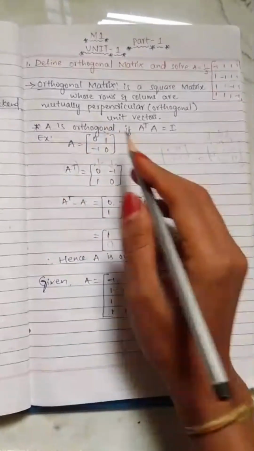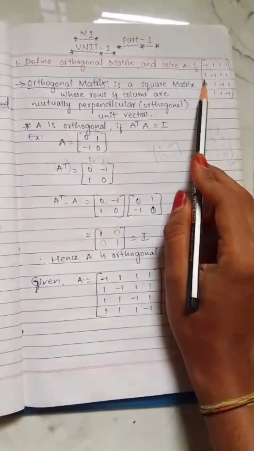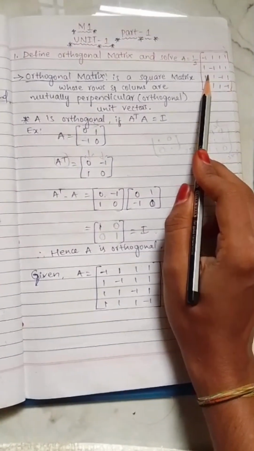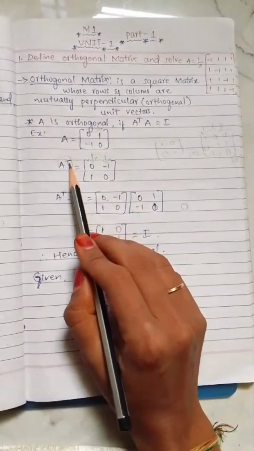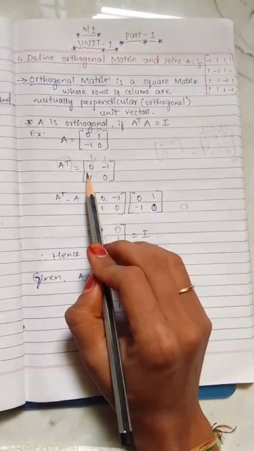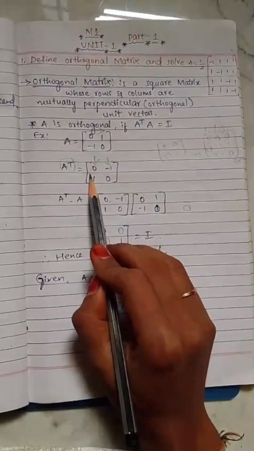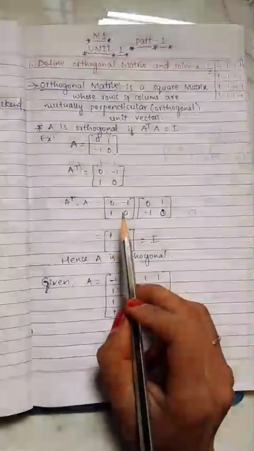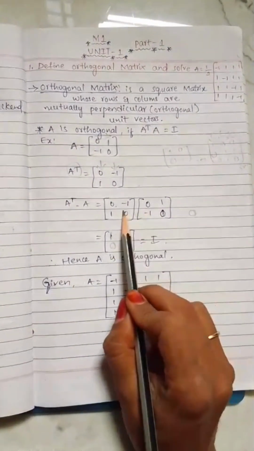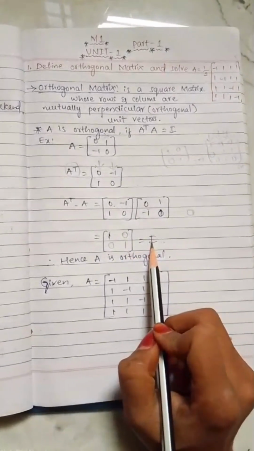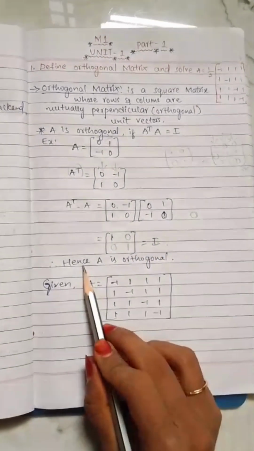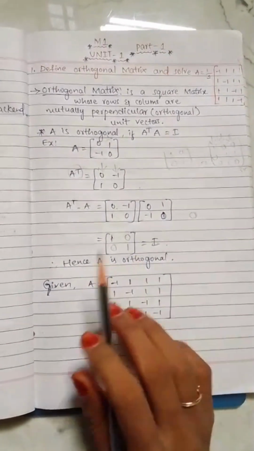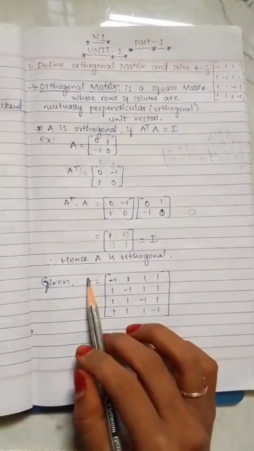How do we find this? If they have given one matrix and ask whether it is orthogonal or not, first take the transpose of that matrix. Then this is the condition: A transpose into A. Multiply these two matrices, and if I get the identity matrix, then the given matrix is orthogonal. This is very simple. Then let us do the given one.